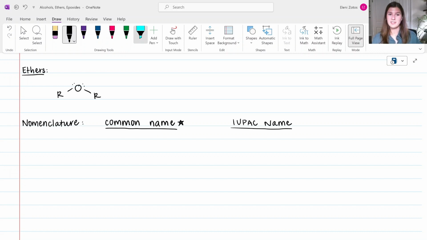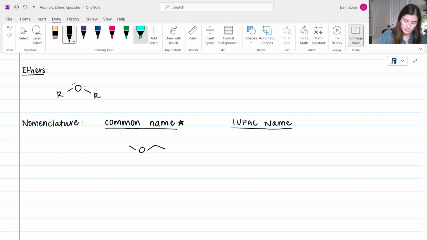So a common ether that you have probably seen in the lab space is diethyl ether. This is a solvent, it's liquid at room temperature, and it's very commonly used as an aprotic solvent because ethers are all aprotic. They do not have an acidic proton. So diethyl ether, that's actually the common name. So let's draw that out.